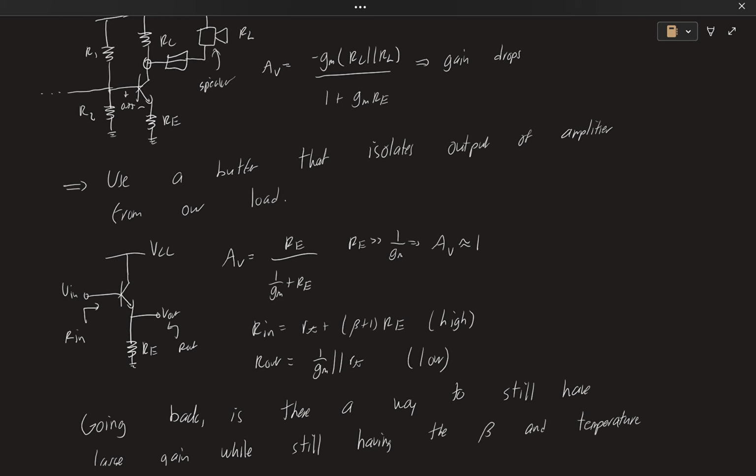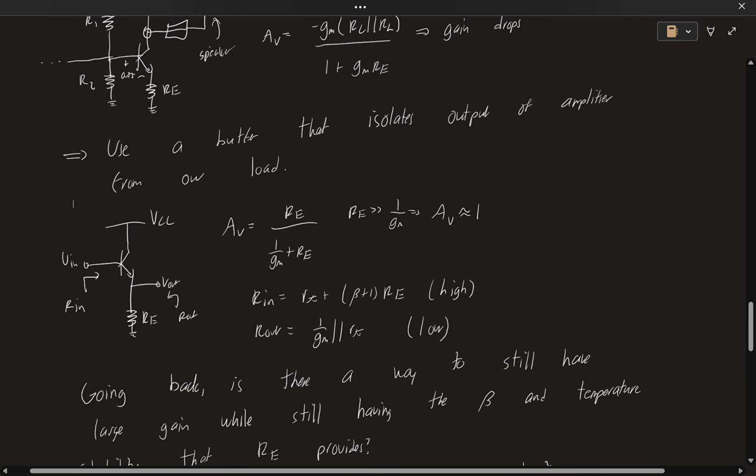If we do our R in, and this is something you can also do in your own time or look online, it's going to be R pi plus beta plus 1 times RE. RE is already much larger than 1 over GM. We know RE is large, and beta is going to be 100 to 200. R pi is typically in the thousands, so R in is going to be very high. In fact, it may even be comparable to R1 and R2. That's how large it could be. R out is going to be 1 over GM parallel with R pi, so that's going to be a very small value.